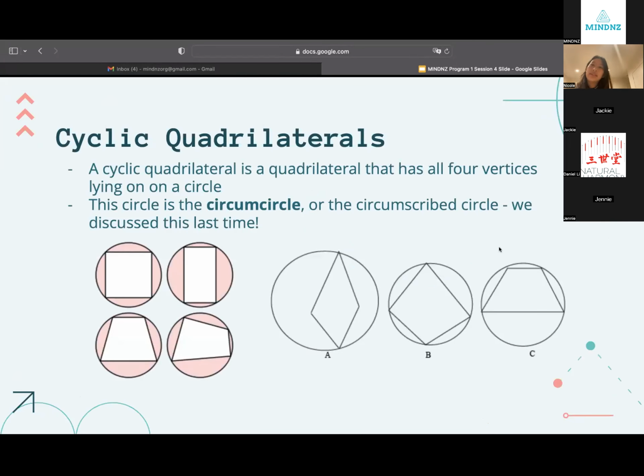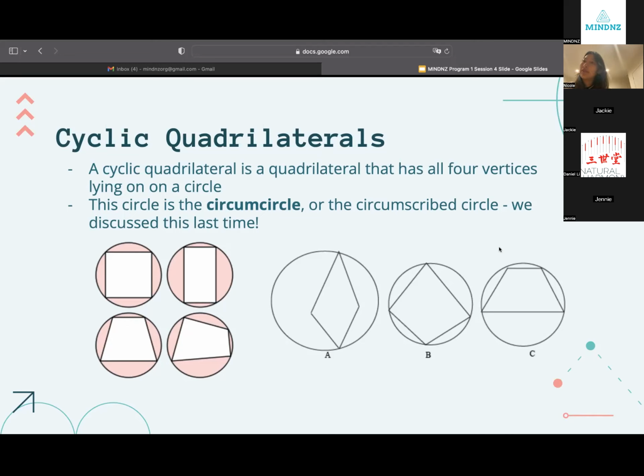So this is basically what a cyclic quadrilateral looks like. For the 4 cyclic quadrilaterals on the left-hand side, you can see that all the vertices are lying on the same circle. This circle is called the circumcircle, or the circumscribed circle, which we also discussed last time when we were talking about triangle centers. Out of the ones on the right-hand side, can someone tell me which one is not a cyclic quadrilateral? Just to see if everyone understands what it is.